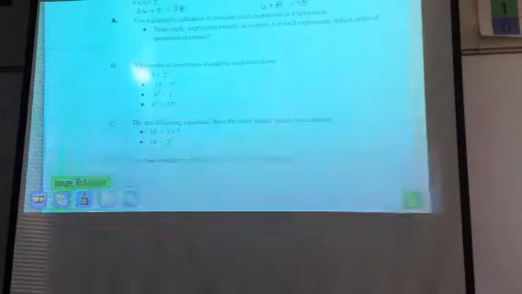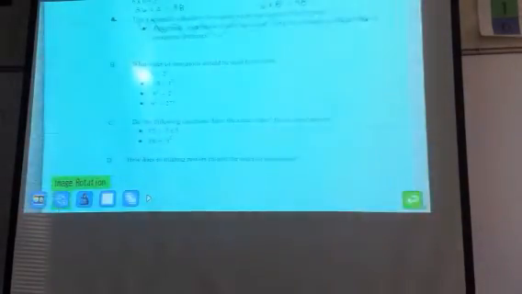Okay, I hope you had a nice discussion and seeing the differences in the problems. They're asking you to use a scientific calculator to evaluate the expressions in the Explore. We are going to skip that step for today. In letter B, what order of operations should be used to evaluate?